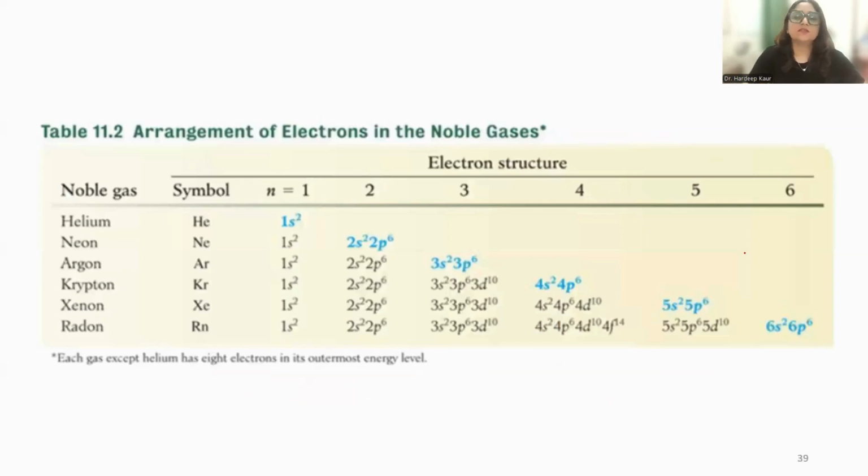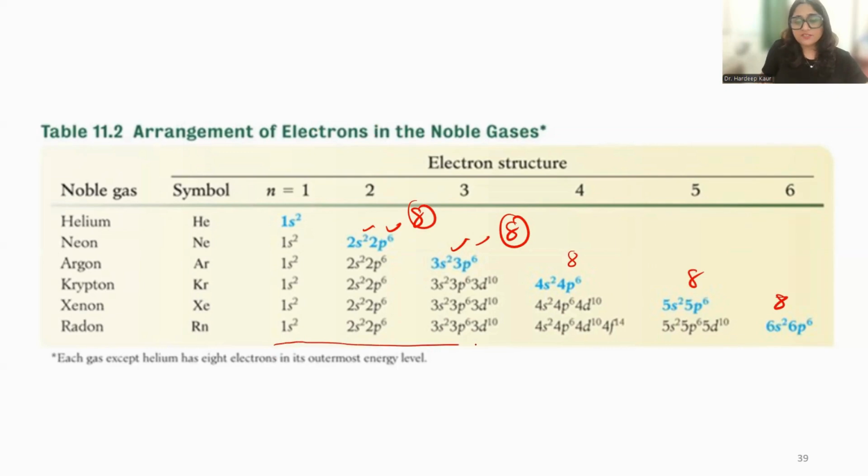This arrangement of the electrons in the noble gas configuration is something you should know simply, because we are talking about chemical bonding. It's all about the basics. So you can check the octet: 2 plus 6, 8 electrons, 2 plus 6, 8 electrons, like this. 8, 8, 8. Every configuration ends up at the octet rule.